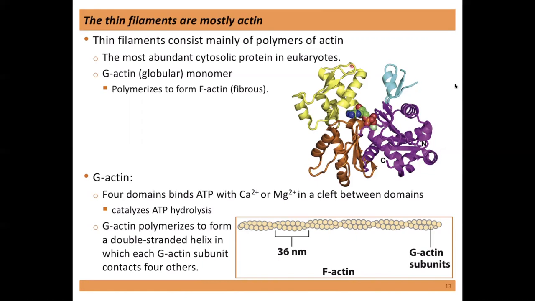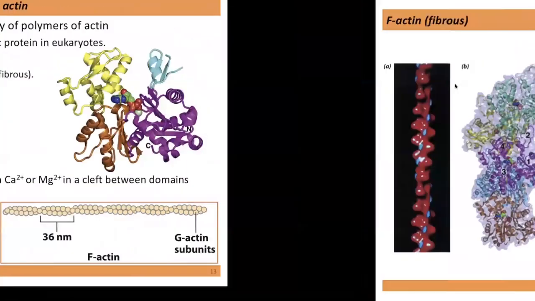So G-actin actually has 4 domains. So this is a single polypeptide, but with 4 domains, and it binds ATP with calcium or magnesium in this cleft right there. And this also catalyzes ATP hydrolysis. So the myosin catalyzes ATP hydrolysis, and actin catalyzes ATP hydrolysis. So again, the G-actin, which is just the globular or the single monomer, can polymerize. And so each one of these little dots right there is representing an actin subunit. And again, they polymerized into this F-actin, which is the fibrous form.